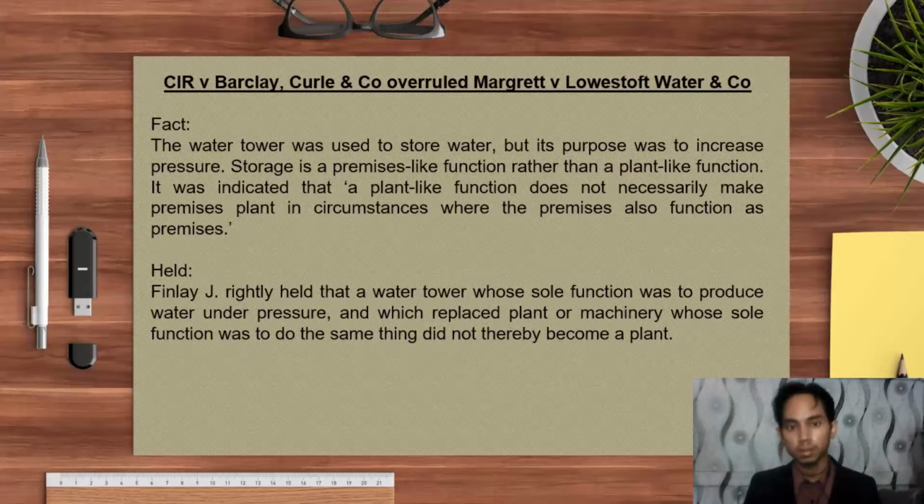It was indicated that a plant-like function does not necessarily make premises plant in circumstances where the premises also function as premises. So Finlay J rightly held that a water tower whose sole function was to produce water under pressure, and which replaced plant or machinery whose sole function was to do the same thing, did not thereby become a plant.